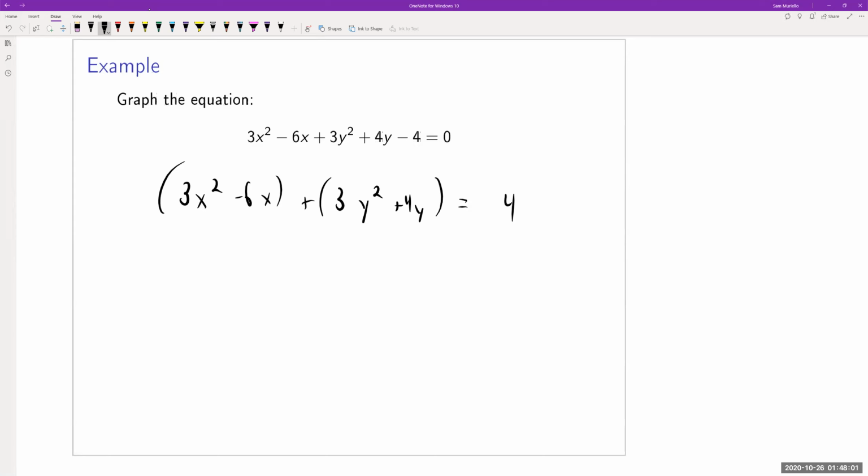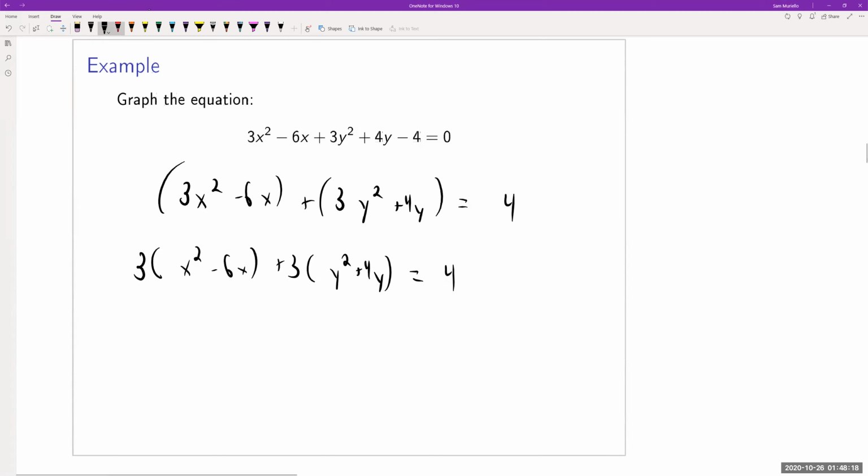Next, we're going to factor out the greatest common factor of each piece, but only the numbers. We're not going to touch the variables. So this will give us 3x squared minus 6x plus 3y squared plus 4y is equal to 4.